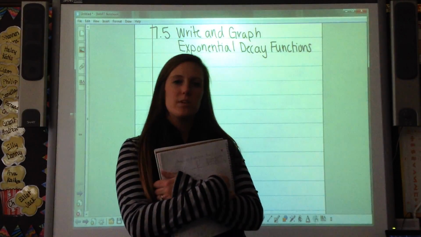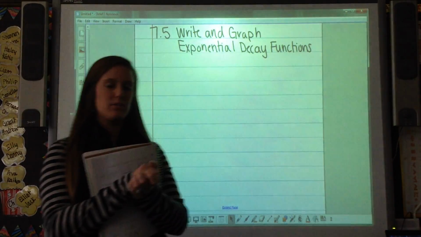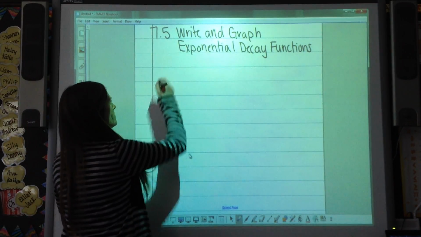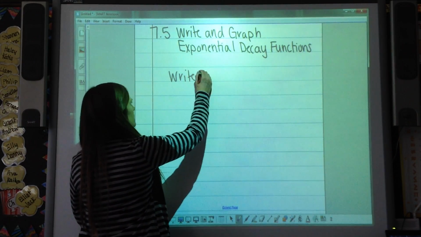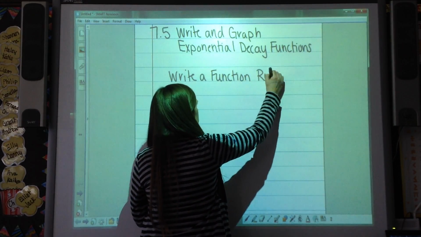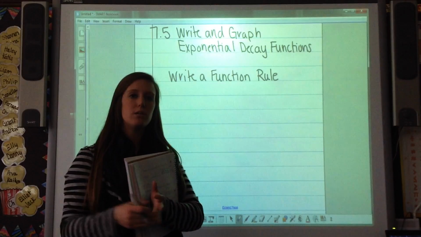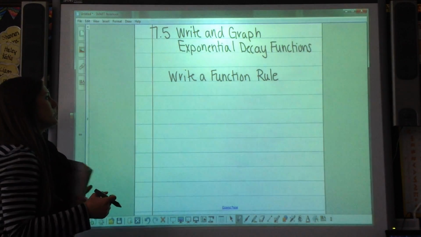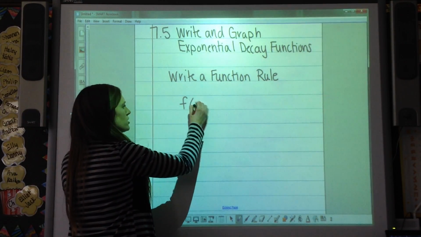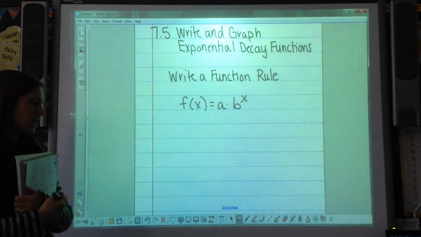This lesson is going to be very similar to the last lessons. The difference is that instead of growth, it's now decay functions. The first thing we're going to be doing is writing a function rule. They're going to give you a t-table with ordered pairs or a graph, and your job is going to be to create a rule or an equation. That generic equation is going to look the same as last time, and you're going to use the same steps.